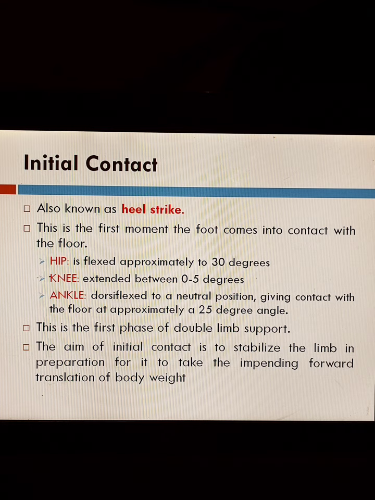Initial contact is also known as heel strike. This is the first movement when the foot comes in contact with the floor. In this phase, hip is flexed, knee is extended, ankle is dorsiflexed. This is the first phase of double support. It means one limb is in heel strike phase and the other limb is in toe off phase. The aim of this phase is to stabilize the limb in preparation for it to take the impending forward translation of the body weight.